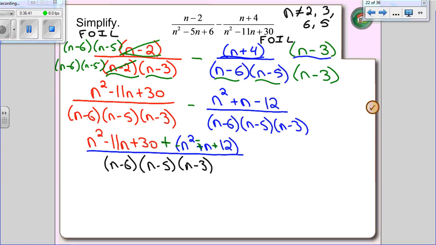Combine your like terms, my n squared minus n squared will cancel out. My negative 11n minus another n will become negative 12n. My plus 30 plus 12 will become plus 42. And on the bottom I have n minus 6, n minus 5, n minus 3. You should definitely finish this question off by factoring the top. What can come out of 12 and 42?